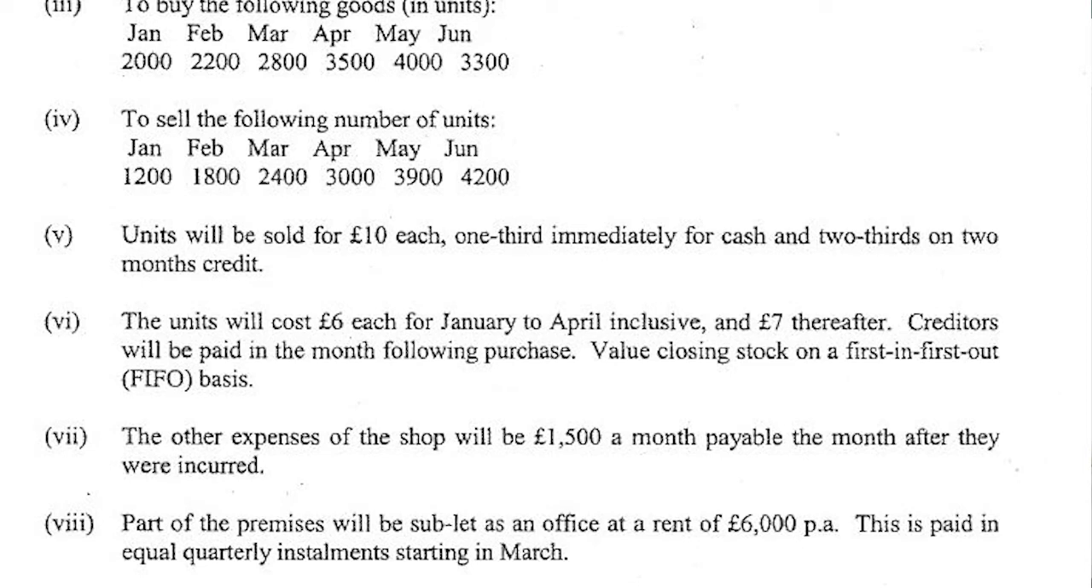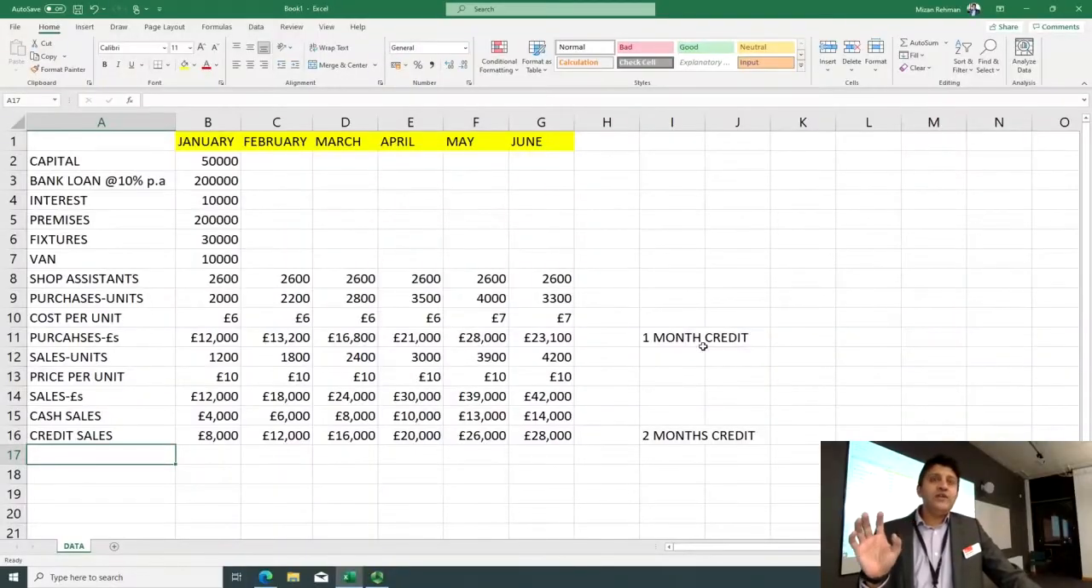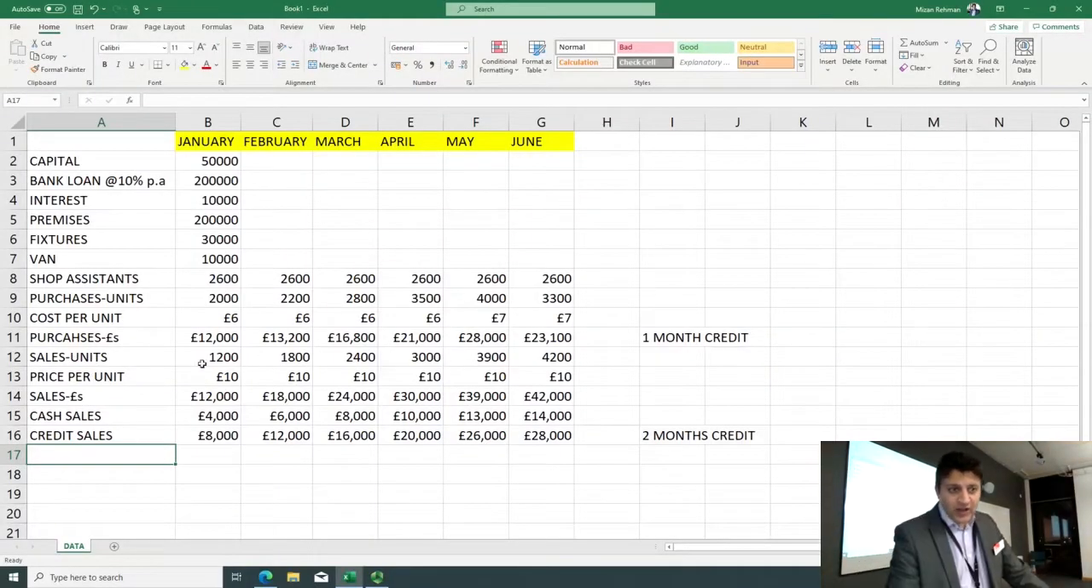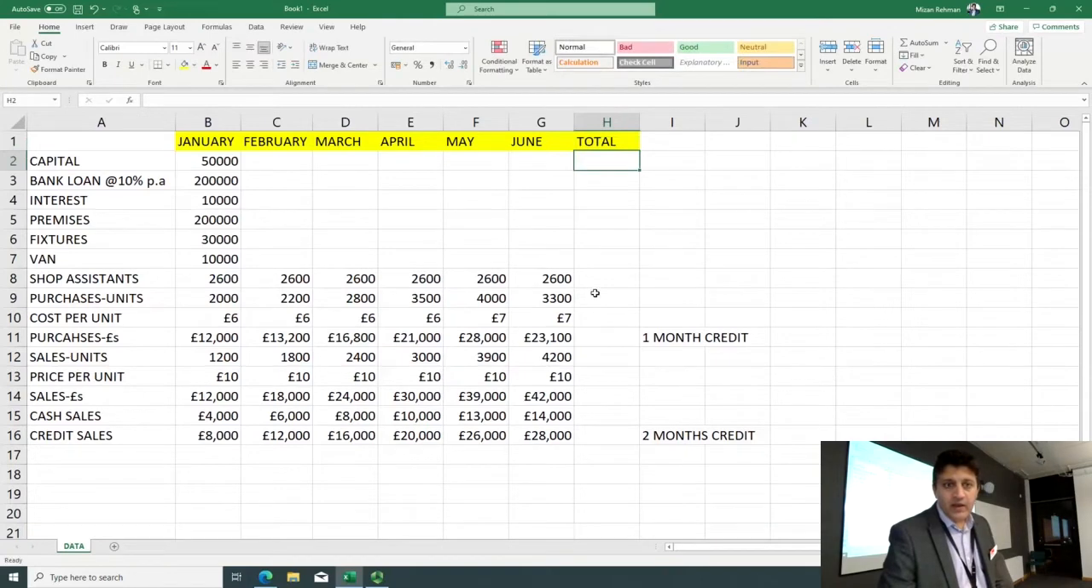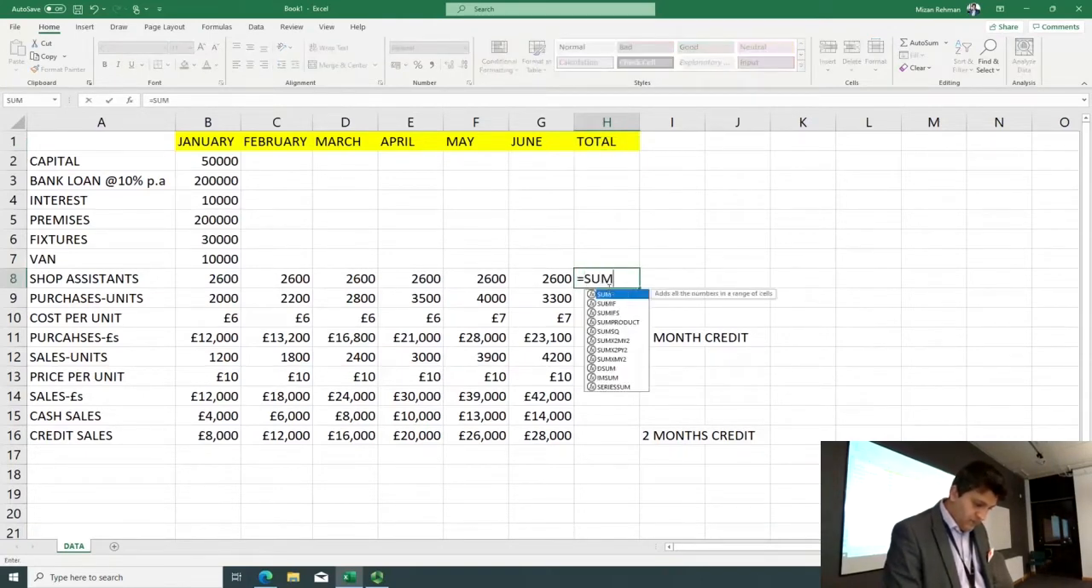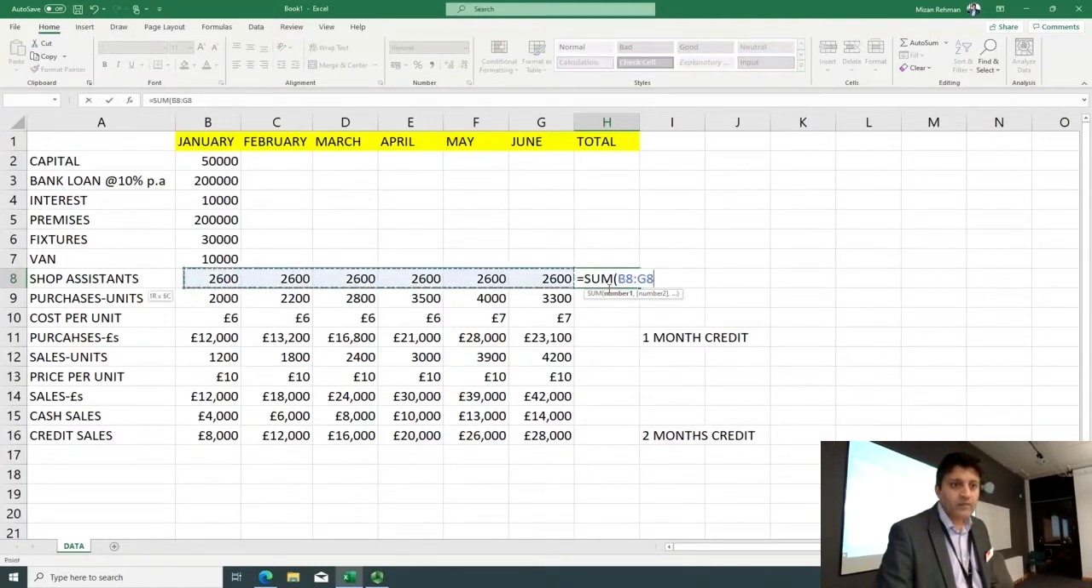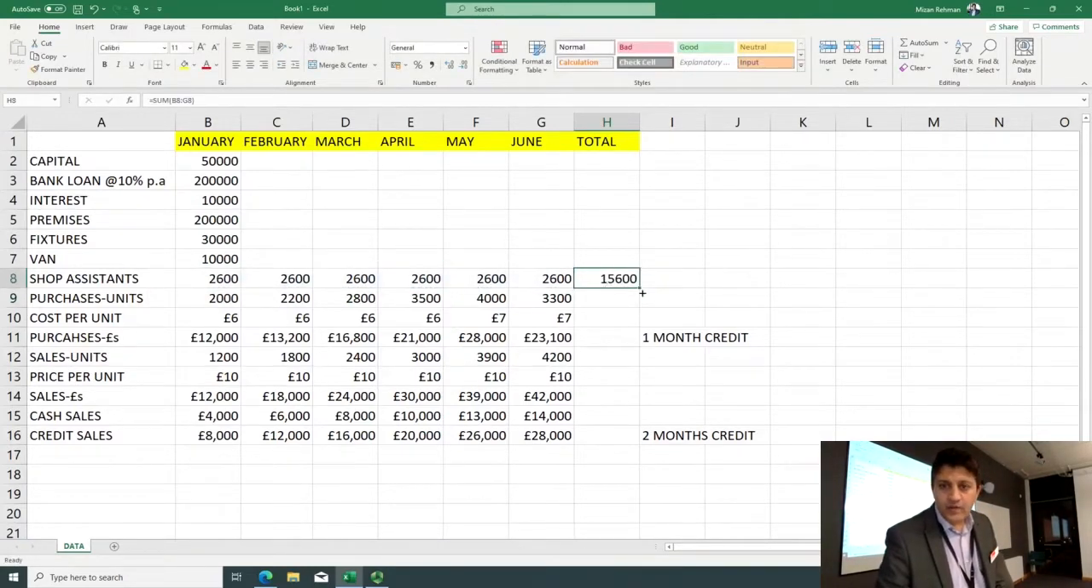The units will cost £6 each, January to April inclusive, and £7 thereafter. Creditors will be paid in the month following purchases, 1 month credit, I have noted down, and value closing stock on a first in, first out basis. We will calculate that, but at this point I can do one thing, let's add up a total column here and sum up.